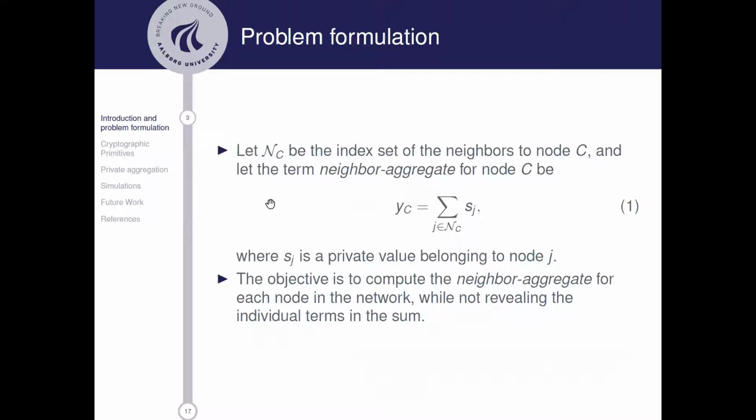To be clear, I would like to state the problem formulation. Let this curly N_C here be the index set of the neighbors of node C, which is some central node as depicted on the previous slide. Then let the term neighbor aggregate for node C be this Y_C, which is the sum of S_j, where S_j is a private value belonging to node j, which is in the neighborhood of node C. Our objective is then to compute this neighbor aggregate for each node in the network while not revealing the individual terms in the sum.